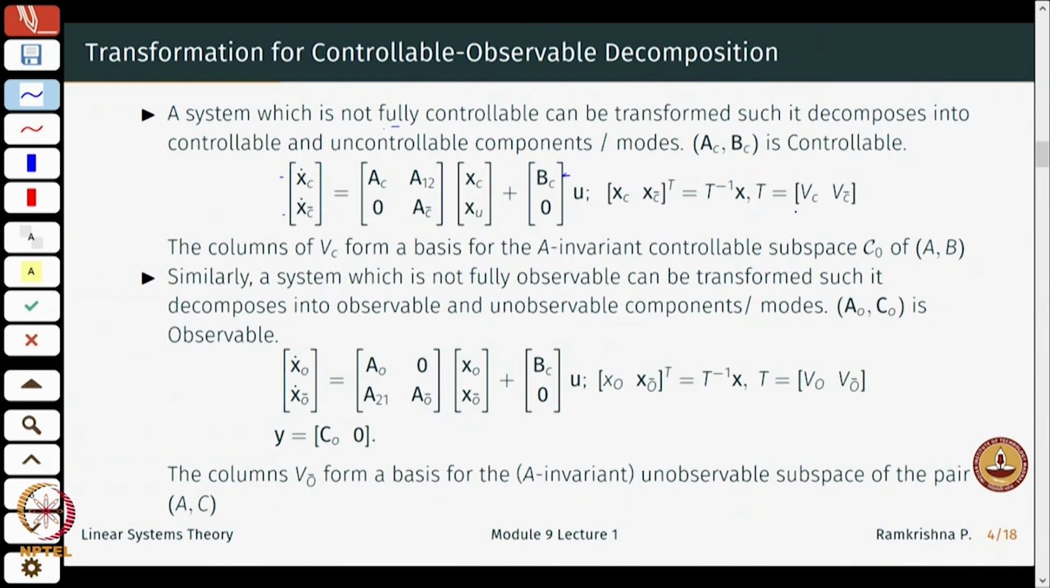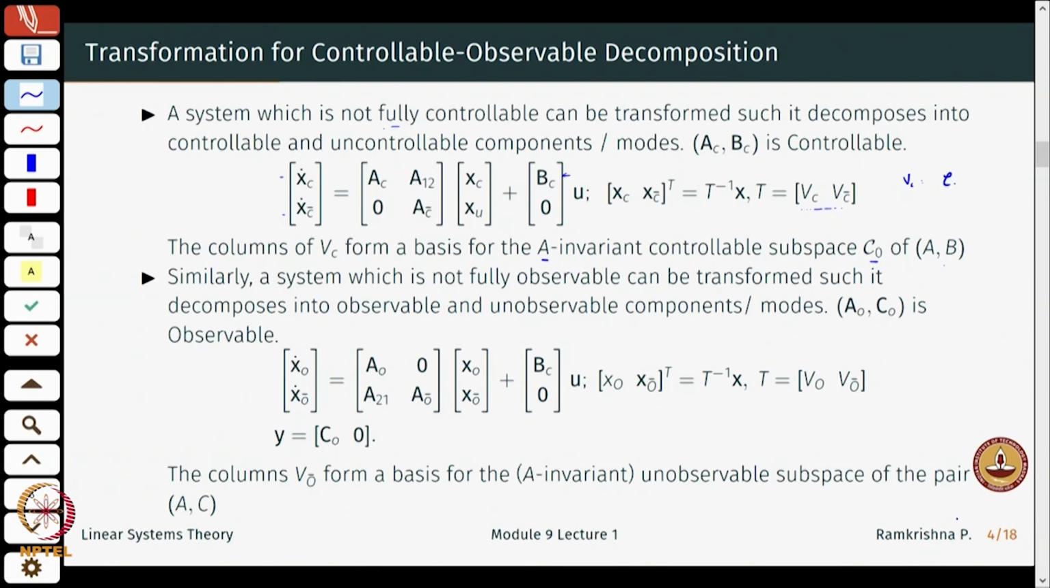And then this will come via some kind of a transformation which looks something like this, where Vc forms a basis for the A invariant controllable subspace C naught of AB, right. So this Vc was constructed through the k independent columns of the controllability matrix C.